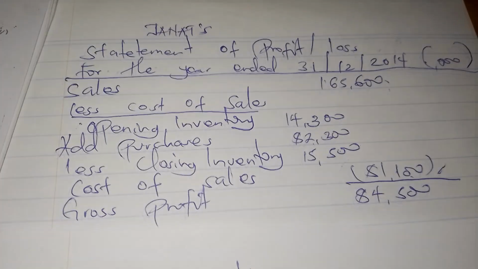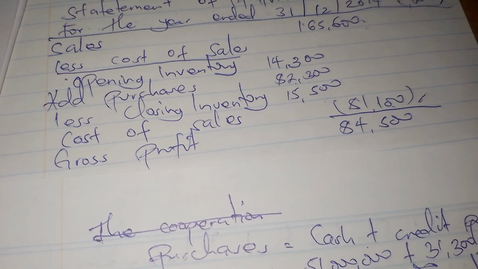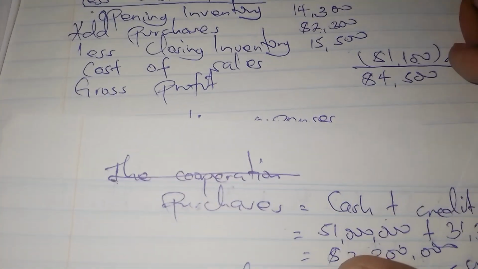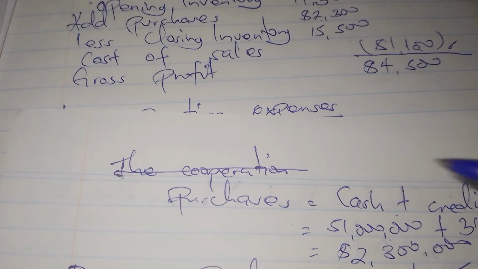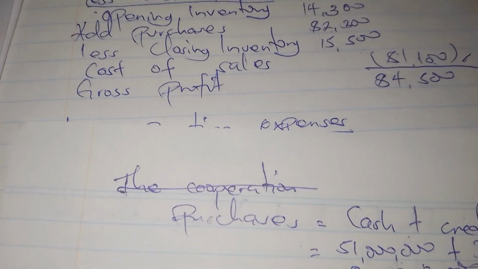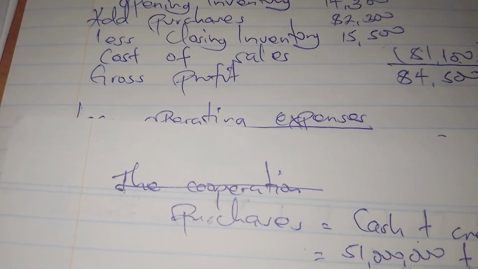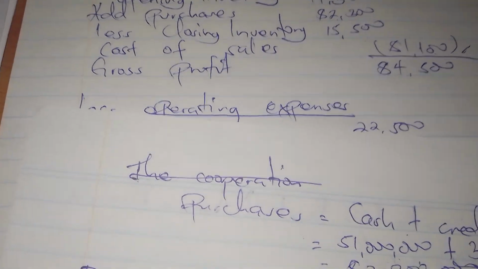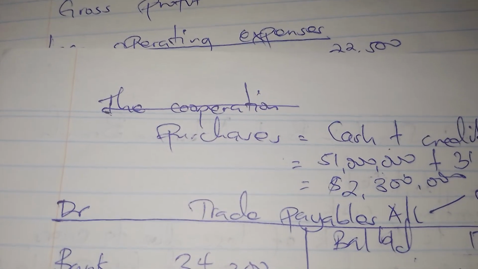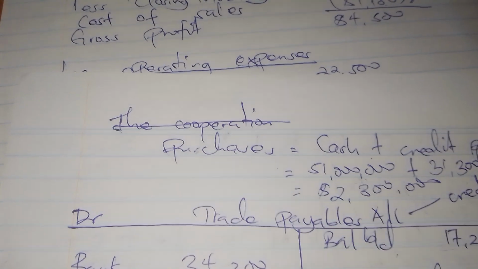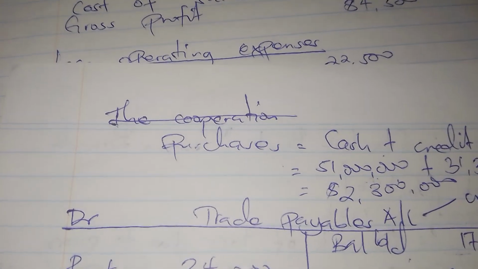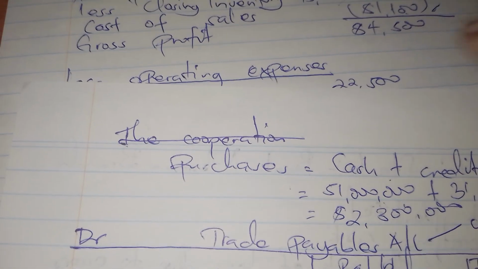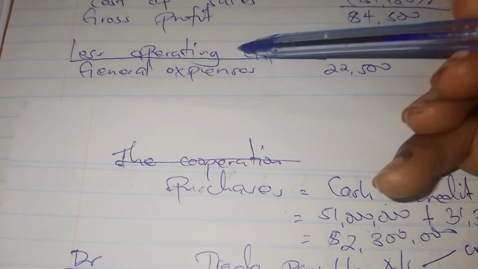profit. After that, since we don't have other incomes, in case we had them, we would have first added other incomes before going to expenses. But in this question, we don't have other incomes. We have things like discount received, commission received, rent received, gains on disposal, things like that. But we don't have. So we go to less operating expenses.